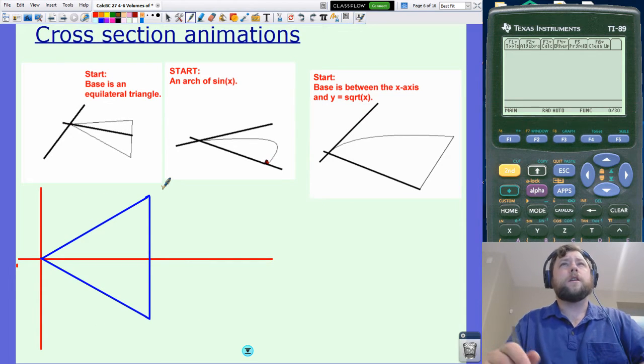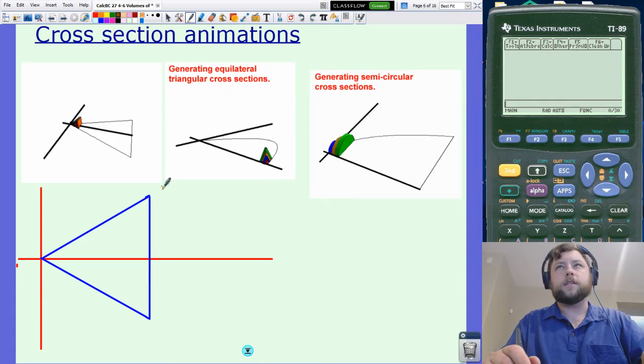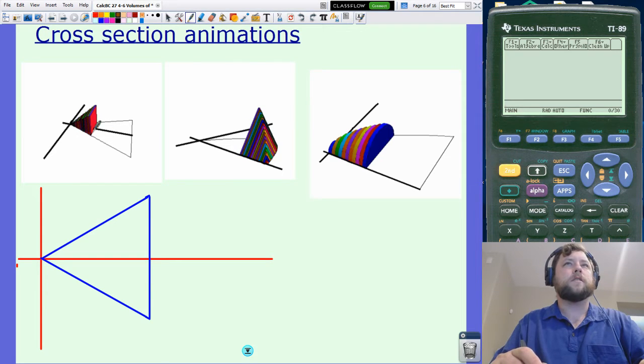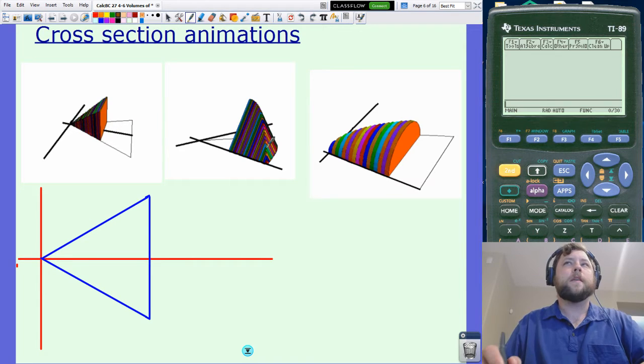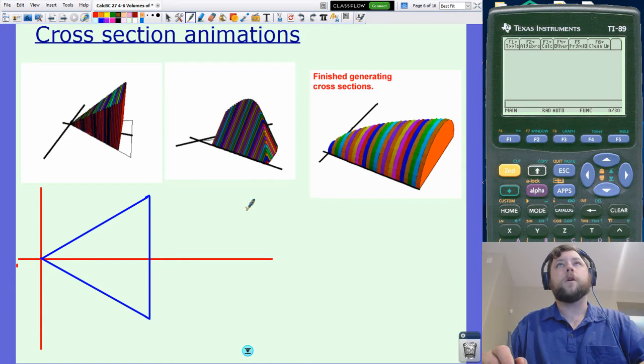So first, we're going to watch some animated GIFs of what's going on. This one on the left is doing cross sections that are squares, and you notice it starts off with this triangle shape, but it's building a bunch of squares. This one's building triangles, and this one's building half circles, semicircles. And just watch it and be amazed.